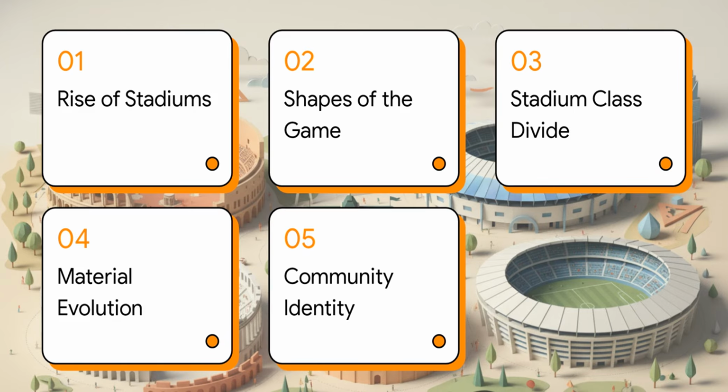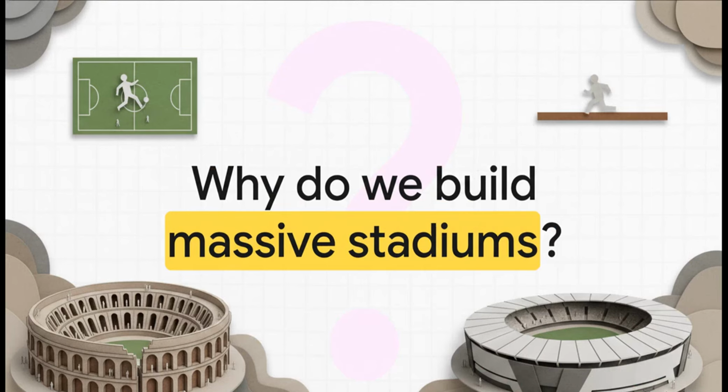First, we'll cover the rise of stadiums. Then look at how the shapes of the game dictated design. After that, we'll examine the stadium class divide, track the materials that changed everything, and finally, explore how these places became anchors of community identity. So let's start with a really foundational question. Why do we even build massive stadiums in the first place?